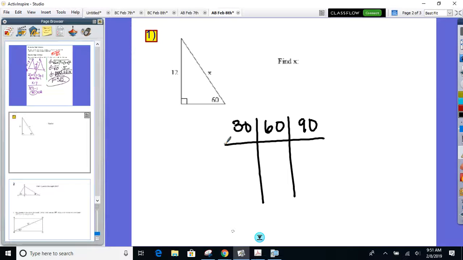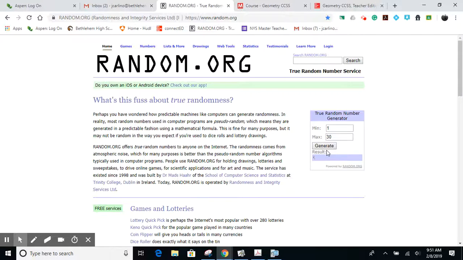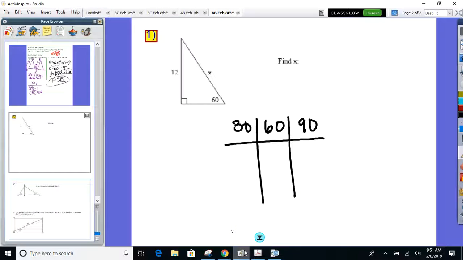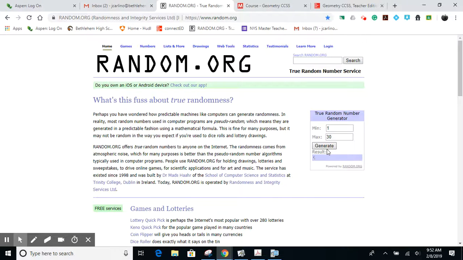What side did I give you? Here we go. What side did I give you? Yep, and I'll tell you what, that is the worst spot you can ever be at. It just is. The side across from 60 is 12. What are my rules for the 30-60-90? I should ask that first.